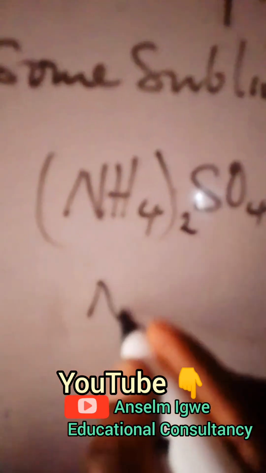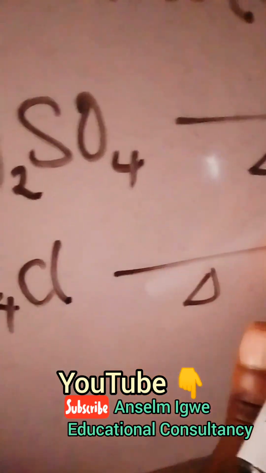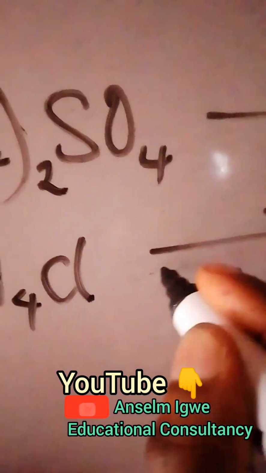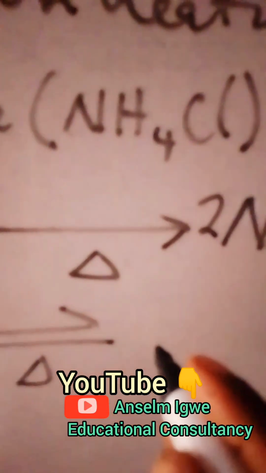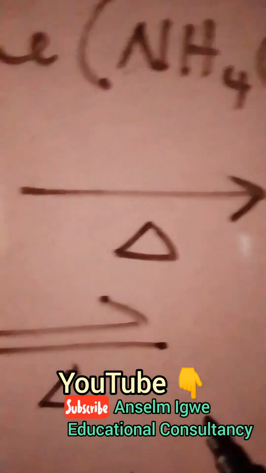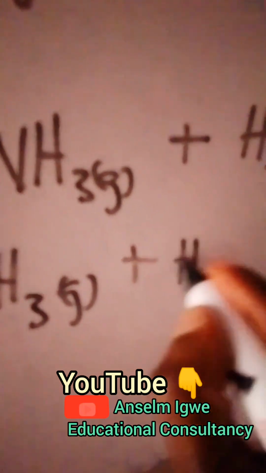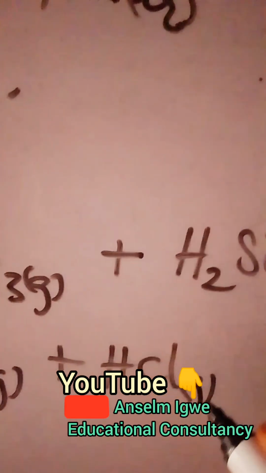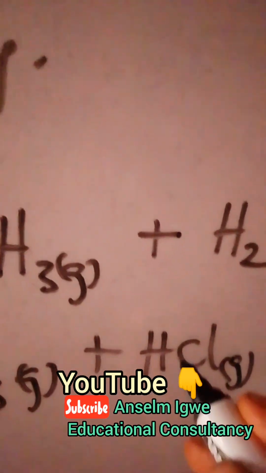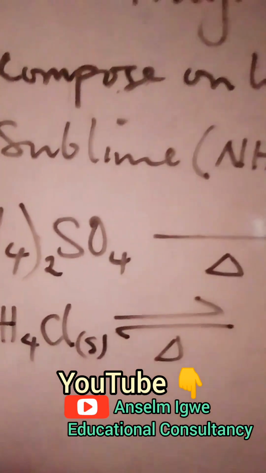If you heat ammonium chloride, it will sublime instead. Sublimation means it will turn directly from solid to gas without melting. That is the meaning of sublimation. The gases are ammonia gas and hydrogen chloride gas. Not only does it turn into these gases, but on cooling they will recombine to form back the ammonium chloride solid. That is the meaning of sublimation.